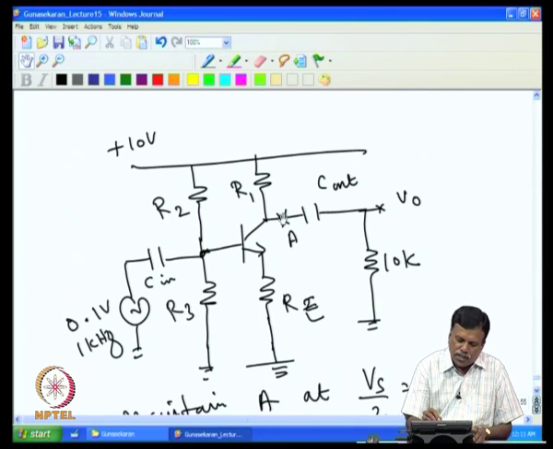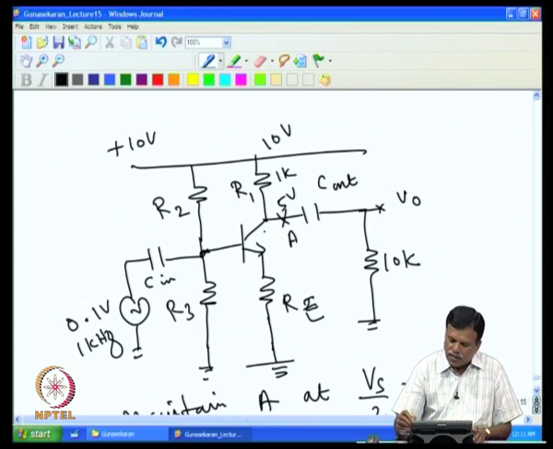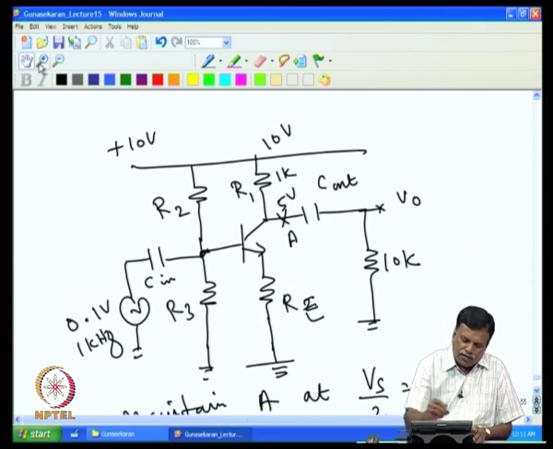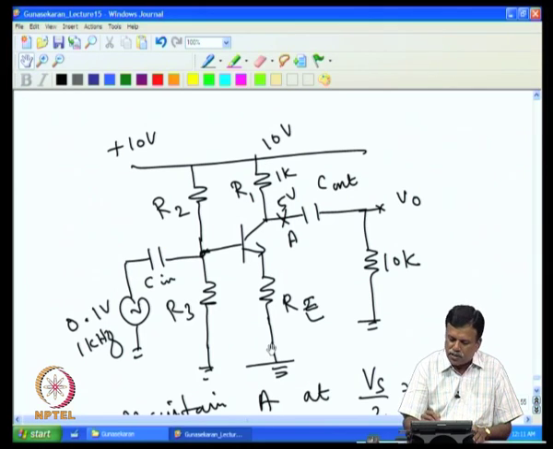So, if this is 5 volt when there is no AC here, then the voltage across R1 is 5 volt. This is 10 and this is 5. So, this point is at 5 volt, this is at 10 volt. So, the voltage across R1 is 5 volt. The resistance is 1K, so the current through this is 5 milliampere. The current through RE is also almost 5 milliampere, neglecting the base current effect.